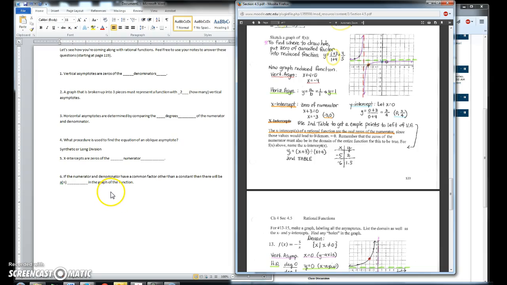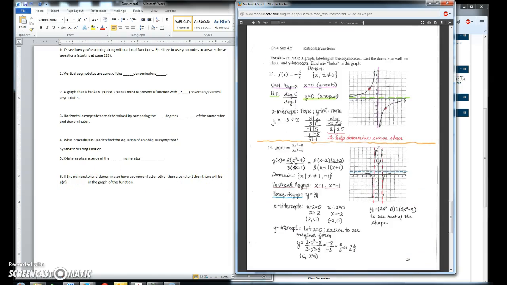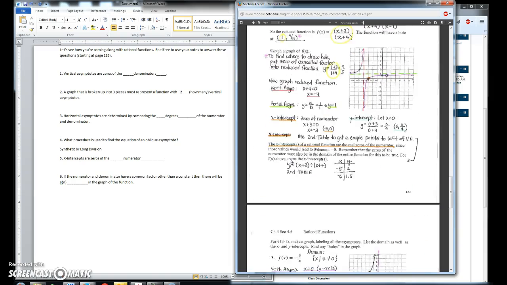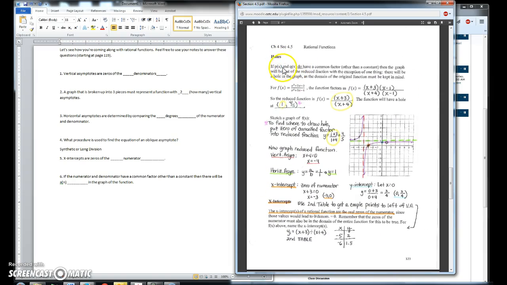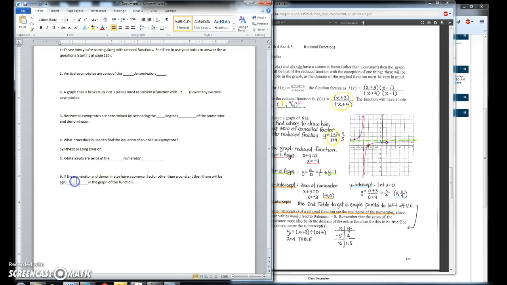Finally, it says if the numerator and denominator have a common factor other than a constant, there will be a blank in the graph of the function. Well, the only thing we haven't talked about yet are holes, and if p of x and q of x have a common factor, then the graph will be the reduced one, but there will be a hole in the graph. So if the numerator and the denominator have a common factor, then there will be a hole in the graph.